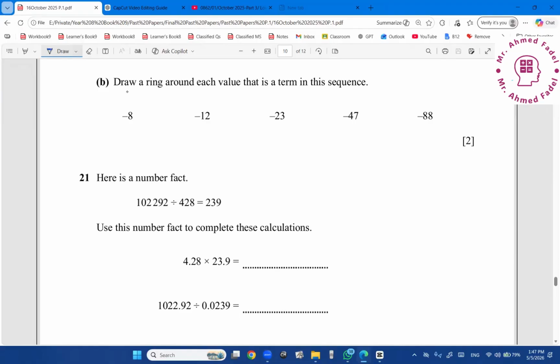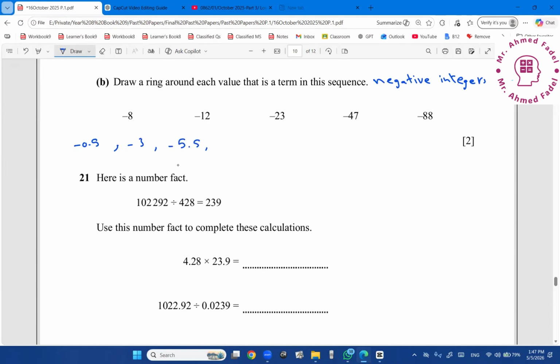In question B here, they're saying to you, draw a ring around each value that is a term in this sequence. And if you notice over here, they're providing only negative integers. What do you mean, Mr. Negative integers? Negative whole numbers only, right? So these are only the negative whole numbers. We know from part A that the first negative term is negative half, right? So subtracting the 2.5, it's going to become negative 3. Subtracting the 2.5 is going to become negative 5.5. Subtracting the 2.5, it is going to become negative 8.